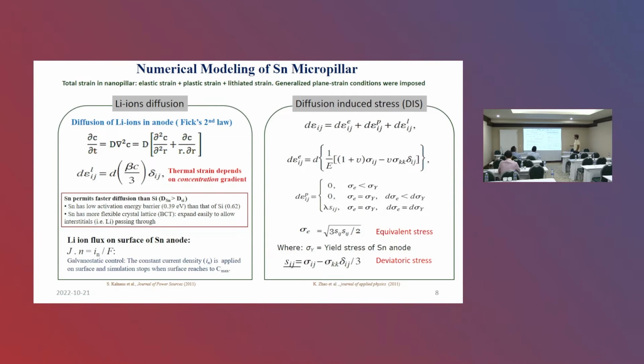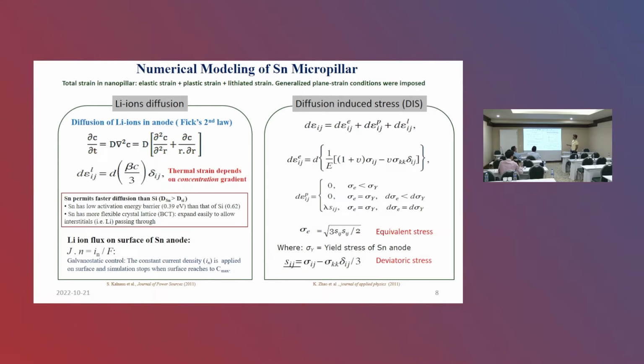This slide briefly shows the mechanism we use for our numerical modeling. Numerical modeling is the opposite of DFT. DFT is at atomic scale, but numerical modeling is at micro scale, where you assume some kind of continuous material. We use mathematical equations, and there are many software packages; for this study, we used COMSOL.